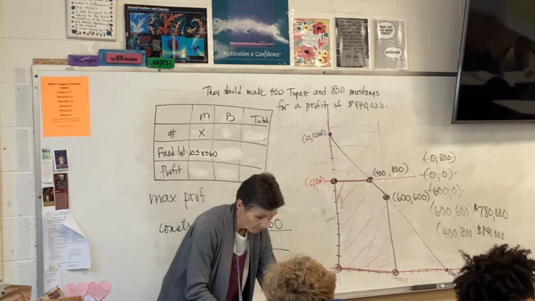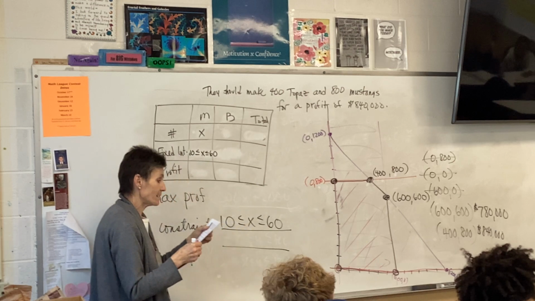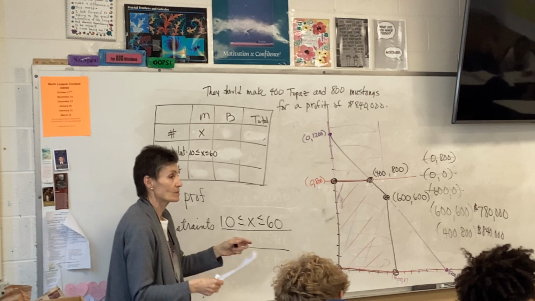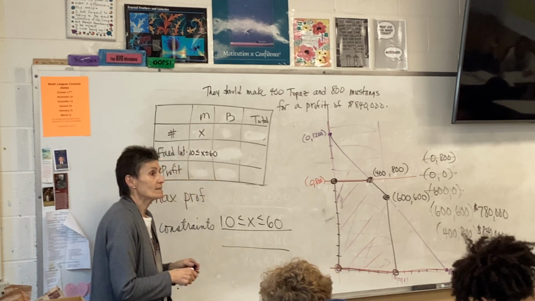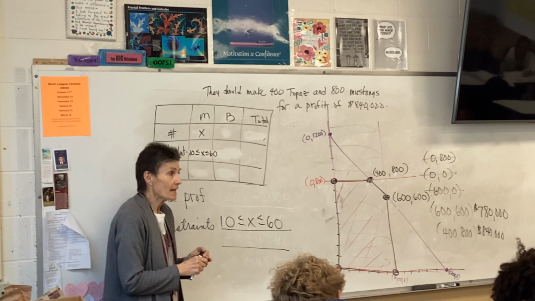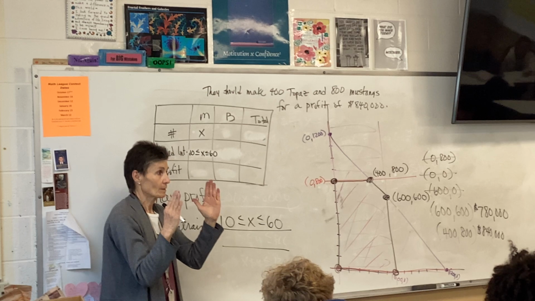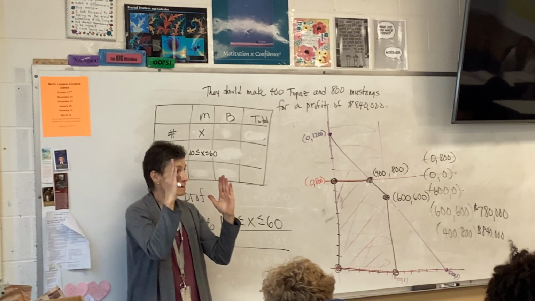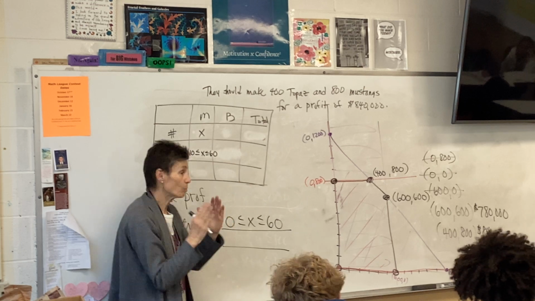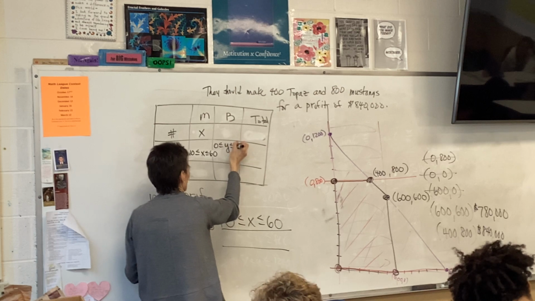Okay, now, it cannot make more than 120 bicycles. So what is the fixed interval for bicycles? It can't make more than 120. So what's the minimum? 0. What's the maximum? 120. So for bicycles, it's 0 to 120.